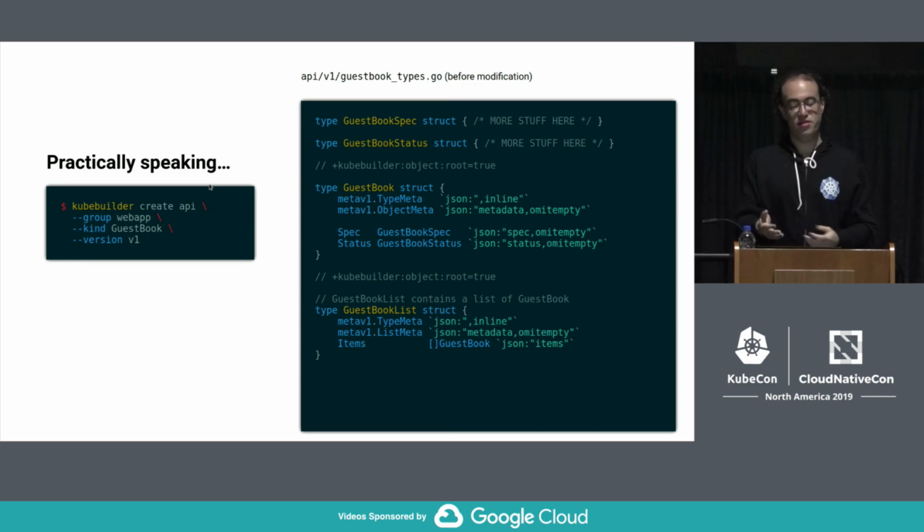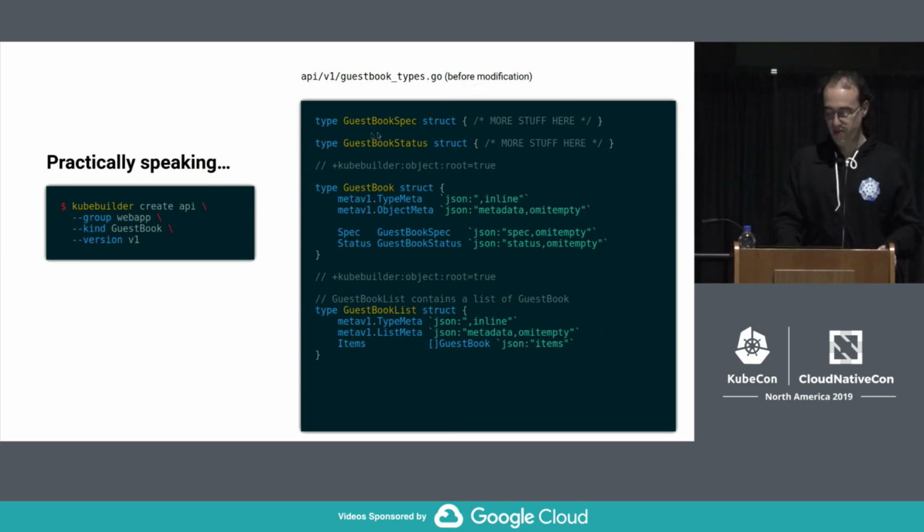And that'll give us something that looks like this for our API types. You can see up top here, we have our spec, and then we have our status, and then we have this root object, which contains our metadata, so TypeMeta and ObjectMeta, that's like API version and name and namespace and stuff. And then it also contains our spec and our status.